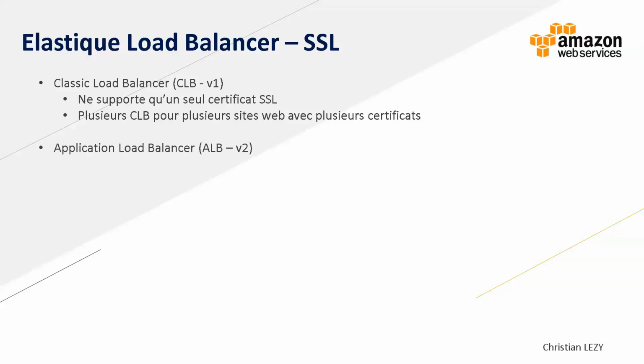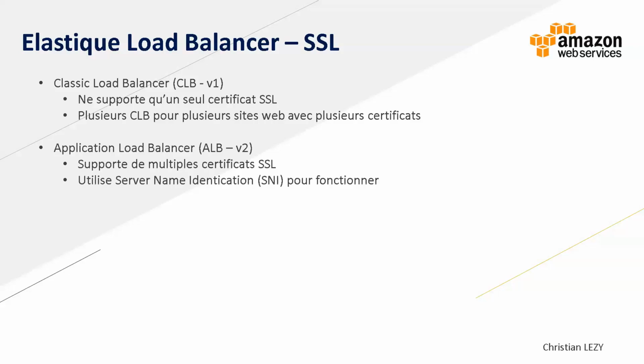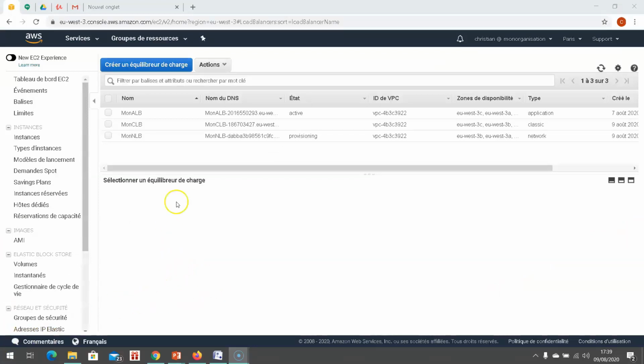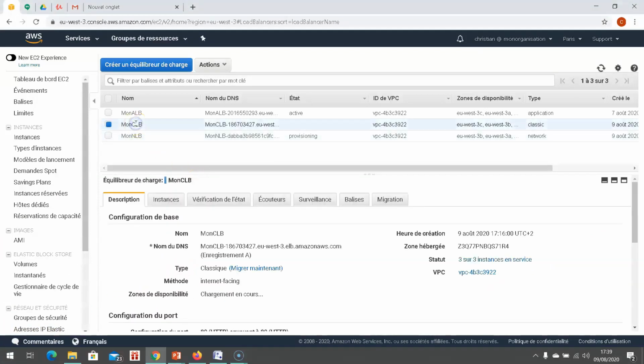In the case of the application load balancer, so ALB, which is version 2, new generation, it supports multiple SSL certificates. It uses Server Name Indication to operate. And similarly, our network load balancer, NLB, in the next generation also supports multiple SSL certificates and will also need SNI to work. Now let's see in our console how this will manifest itself.